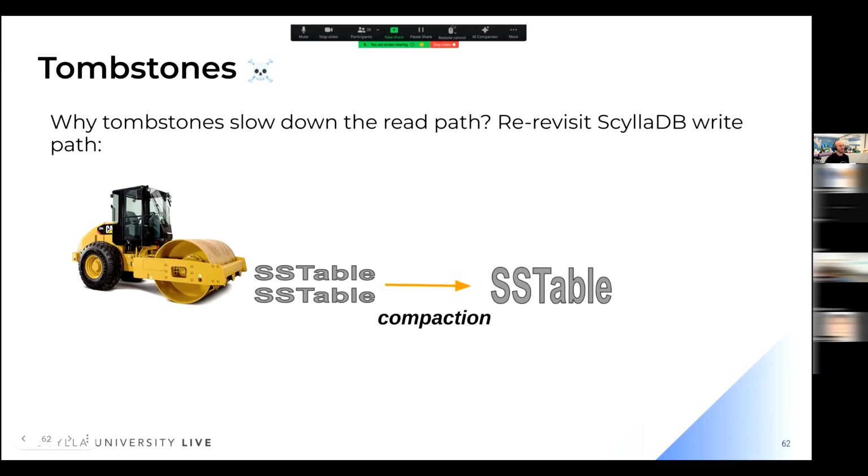And that's correct. I see in the chat window, it's exactly right. For TTL, data is not really deleted. It's marked as a tombstone. And then once compaction happens, it gets deleted.